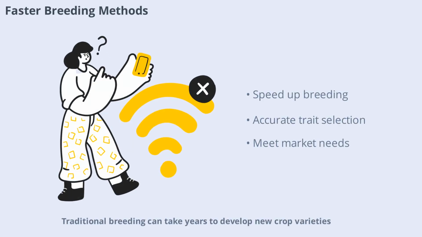Traditional breeding can take years to develop new crop varieties. Biotechnology accelerates this process through techniques like marker-assisted selection and gene editing. These methods allow breeders to identify and incorporate desirable traits more quickly and accurately. Faster breeding means that farmers can access improved varieties sooner, helping them respond to changing conditions and market demands.